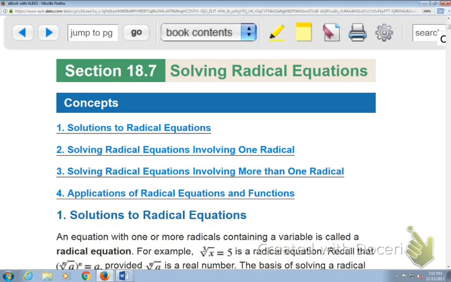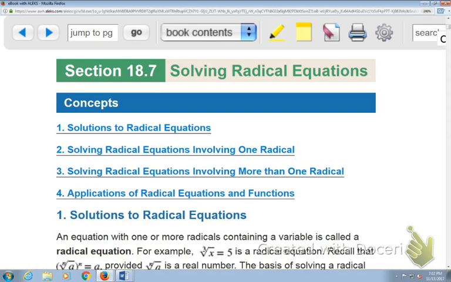In 18.7, we are solving radical equations. So the natural course of the last 3 chapters has been we introduce something, we perform some operations on it, like adding, subtracting, multiplying, dividing. We then move to actually solving equations, and then we would finish with word problems. Now I told you guys there's no word problems on this test, so we'll have those on the next test.